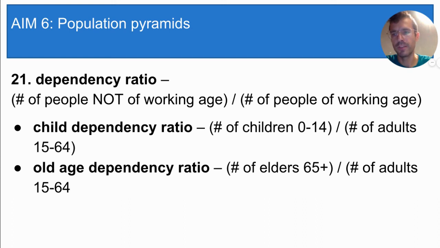A high child dependency ratio means that working age adults are having to work and pay taxes to support a lot of children. A high old age dependency ratio means that working age adults are having to work and pay taxes to support a lot of elders. Both a high child dependency and a high old age dependency are bad for a country's economy because many people who can't work have to rely on the fewer numbers of workers.